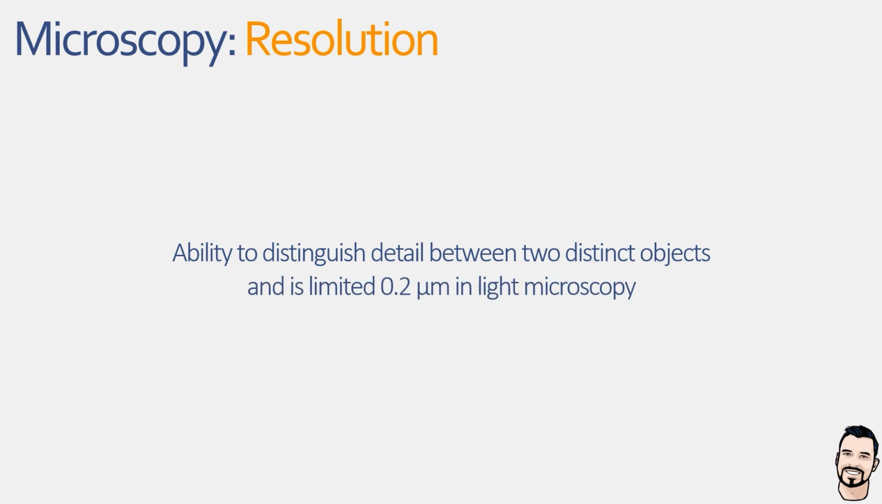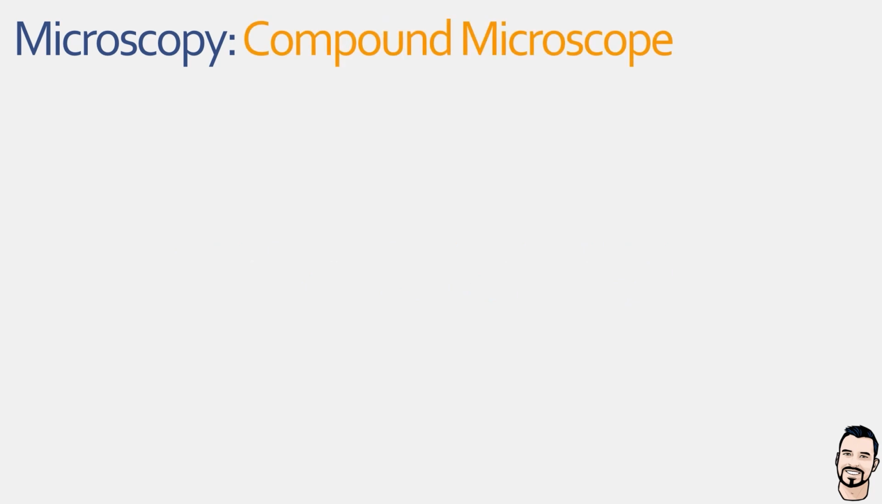Now, the limit of resolution for a light microscope is around 0.2 micrometers or 200 nanometers. And what this means is that if two objects are closer together than this, they cannot be distinguished as separate entities. Instead, they will just appear as a single blurred object, and this limitation is fundamentally linked to the wavelength of visible light.